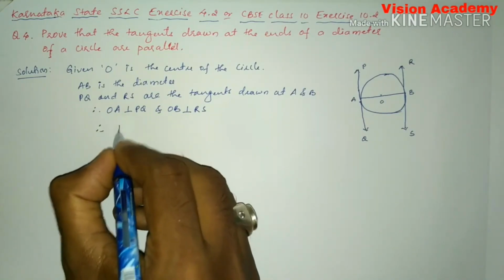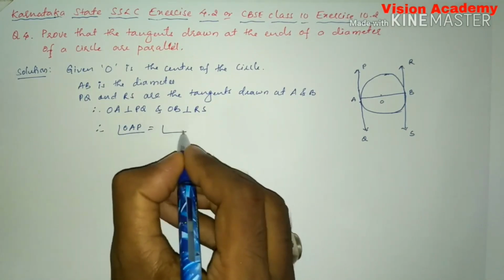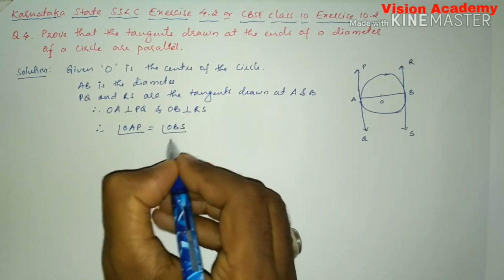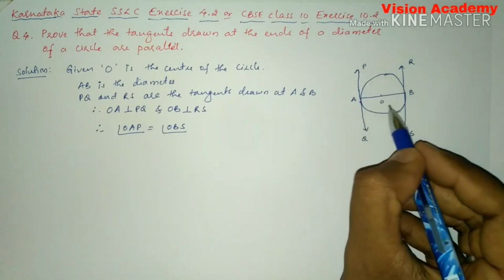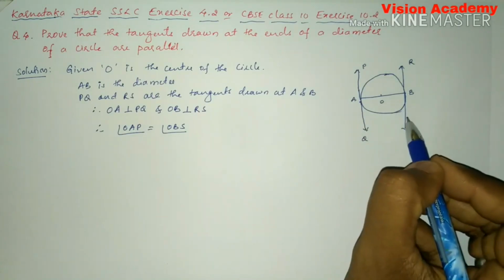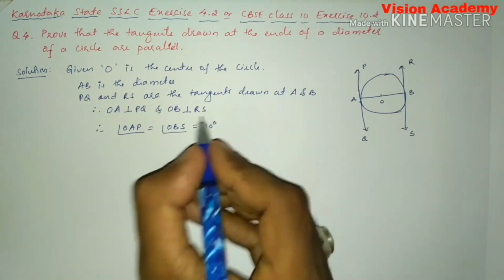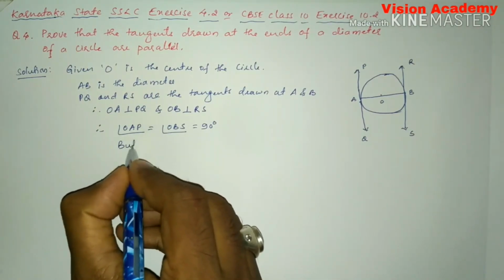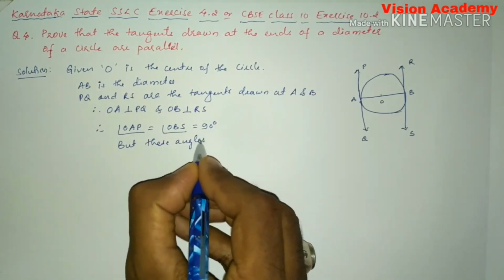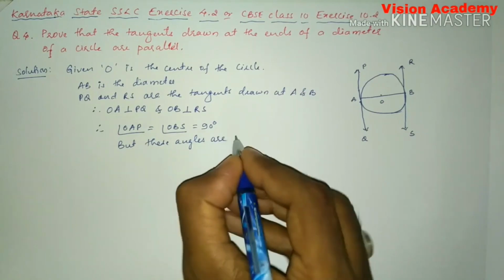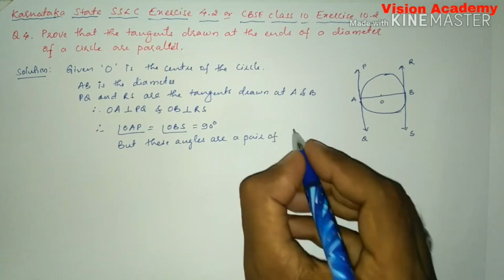So therefore, angle OAP is equal to angle OBS. So here angle OAP is equal to angle OBS, that is 90 degree only. But these angles are a pair of alternate angles.